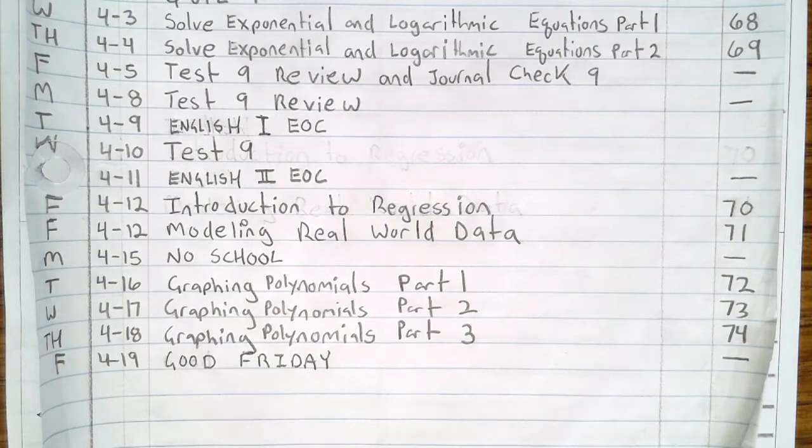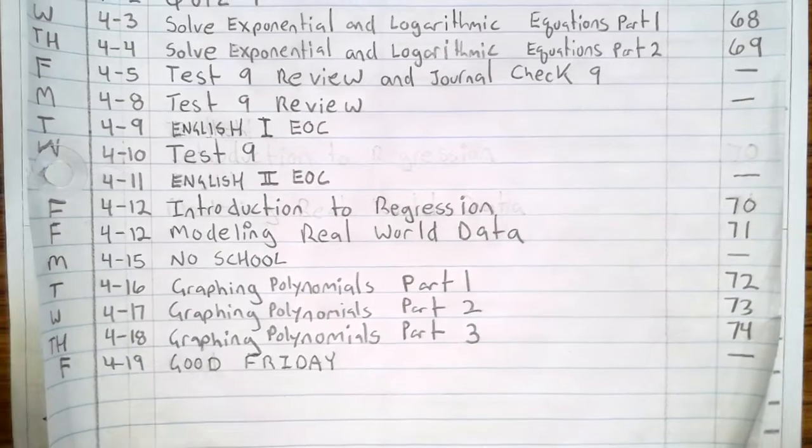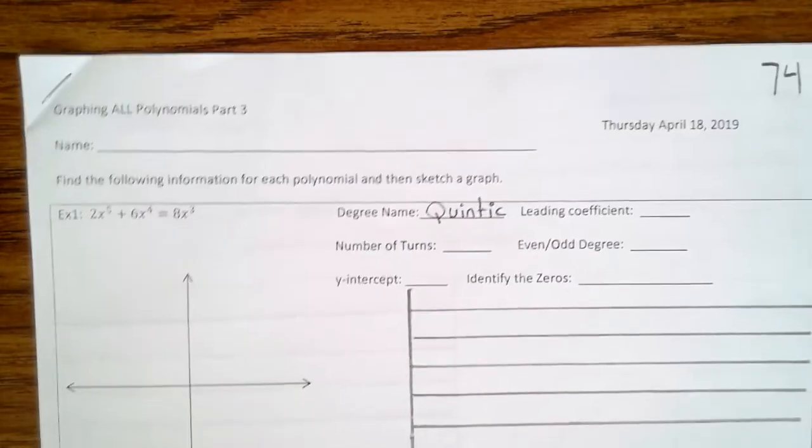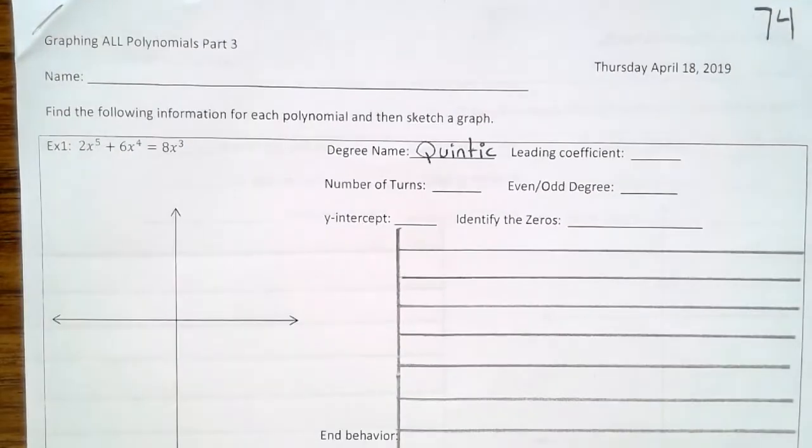If you would, update your table of contents. Okay, now your table of contents are updated. Let's take a look at our examples. Find the following information for each polynomial and sketch a graph.